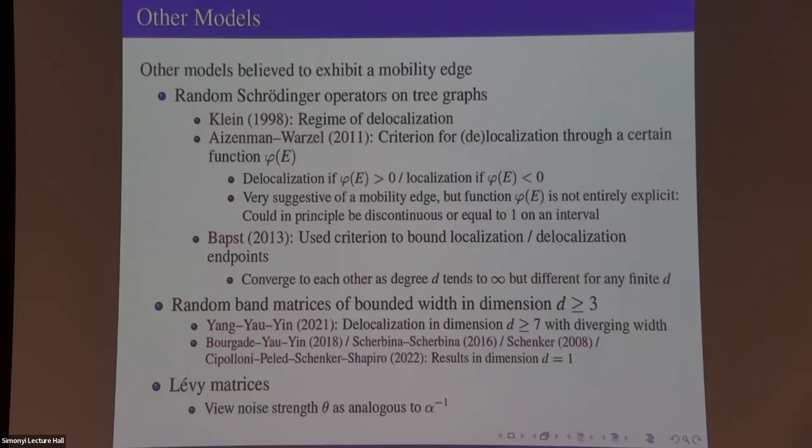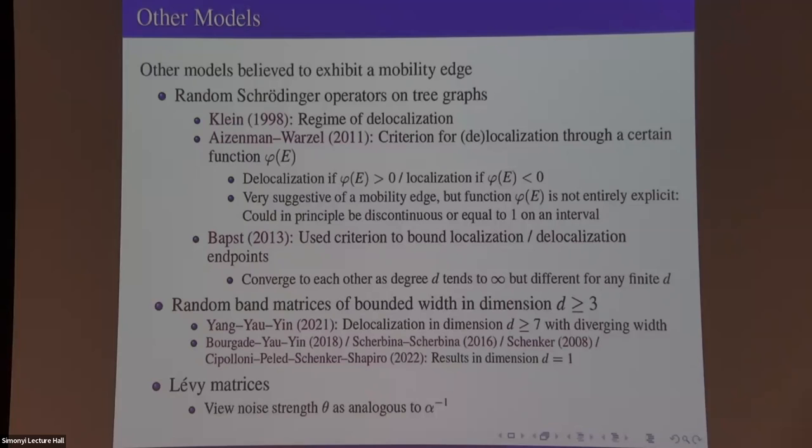So it was shown by Klein in 1998 that you have some regime of delocalization. And this beautiful work of Aizenman and Warzel gave a criterion for both localization and delocalization in terms of a certain function phi, which I'll get to a little bit more later. And basically the criterion is that you're delocalized if this phi is positive and localized if this phi is negative. So this is a very useful criterion, extremely suggestive of a mobility edge.